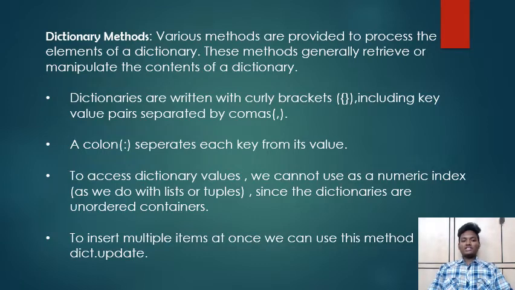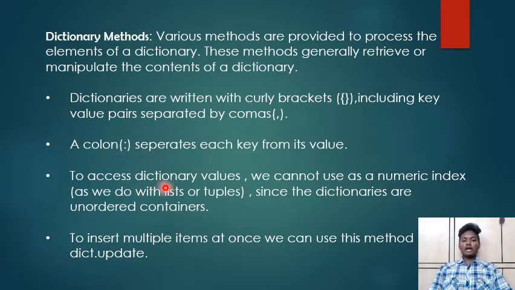Dictionaries are written with curly brackets and include key value pairs separated by commas. We can see the symbols of curly brackets here and the commas here. Dictionaries separate each key from its value by a colon, and here we can see the colon symbol.